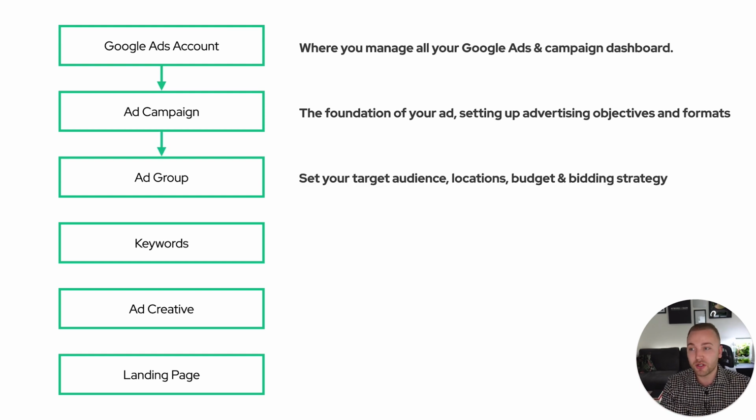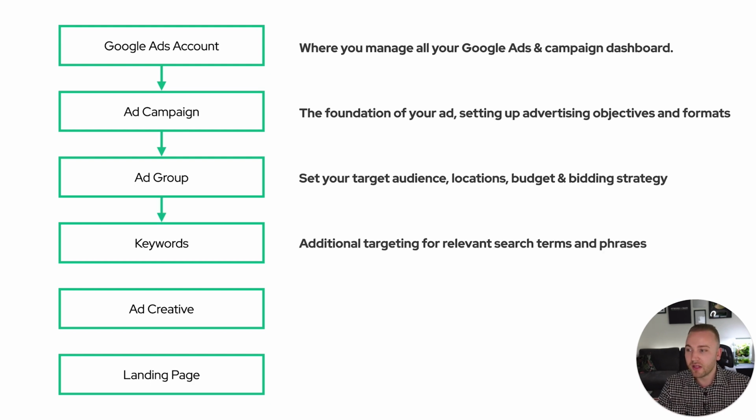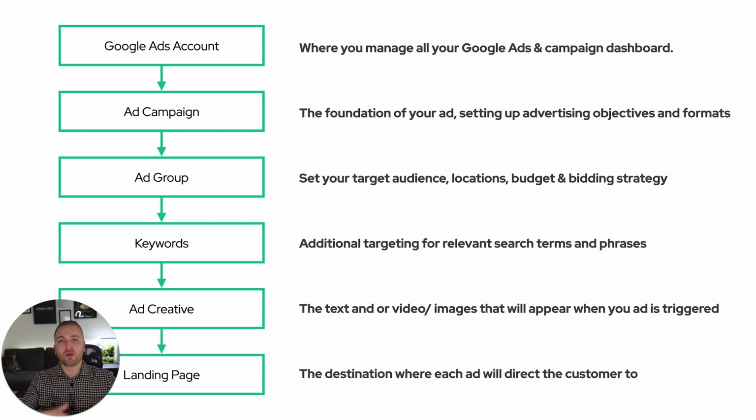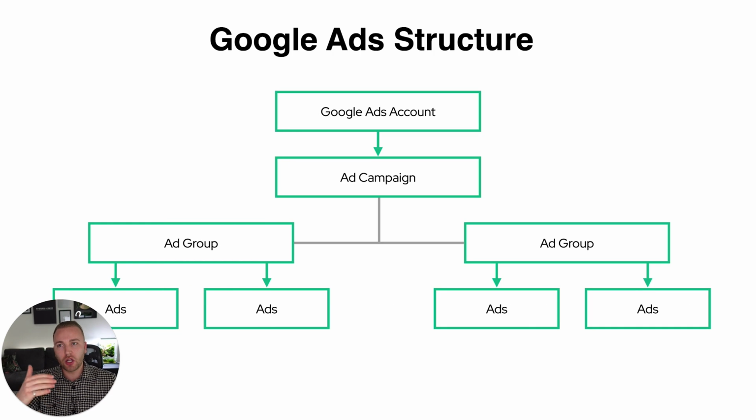We then have ad groups, so this is where we set our target audience, our locations, our budget, and our bidding strategy. We have keywords, so this is our additional targeting for relevant search terms and phrases. So if we want to target people based on the exact words they are searching on the Google platform, we can do so through keywords, and we're going to run through that today. We then have ad creative, and this is the actual text or video or images that will appear when your ad is triggered, depending on what format we choose. And then finally, we have our landing page or our destination URL. This is the destination that each ad is going to drive traffic to when our target customer clicks on the ad itself.